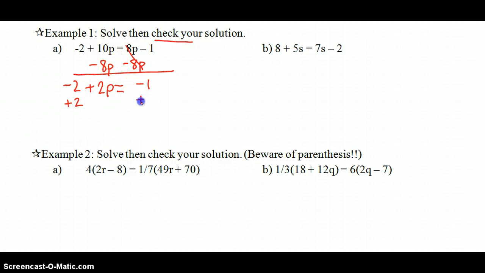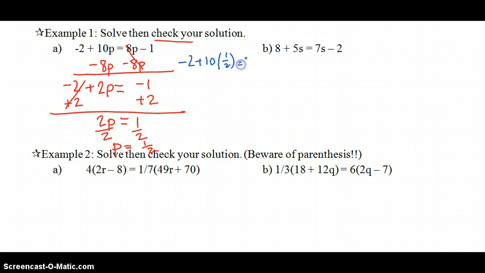Now all I need to do is add 2 to isolate 2p, and 1 plus a negative 1 plus 2 is going to leave me with a positive 1. Now I'm ready to divide to undo what's happening to p, and p is 1/2, or at least I think it is. Let's check. Negative 2 plus 10 times 1/2, my ink doesn't want to work, times 8 times 1/2 minus 1. So this is going to give me negative 2 plus 5. Does that equal 4 minus 1? 3 equals 3. It does check out.